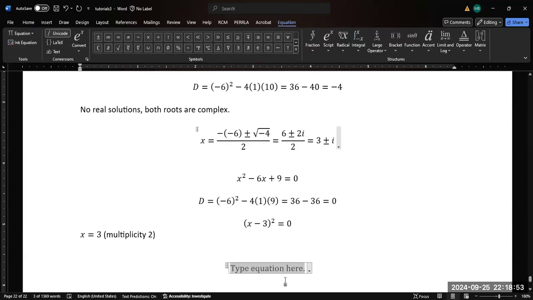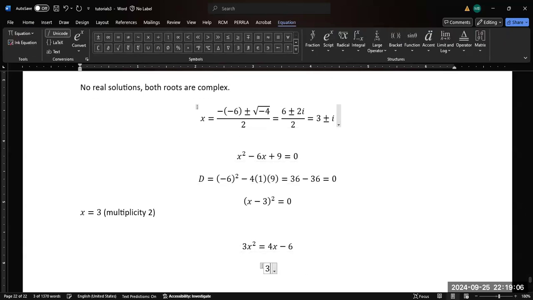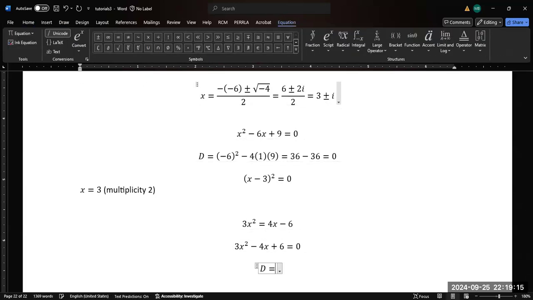Now let's look at one more example. 3x squared is equal to 4x minus 6. Now, in this case, you would have to move everything over to one side of the equation in order to identify your a, b, and c. And so now if we calculate our discriminant, we're going to get negative 4 squared minus 4 times 3 times 6, which is going to be 16 minus 4 times 3 times 6, which is 72. And so 16 minus 72 is going to be negative 56.